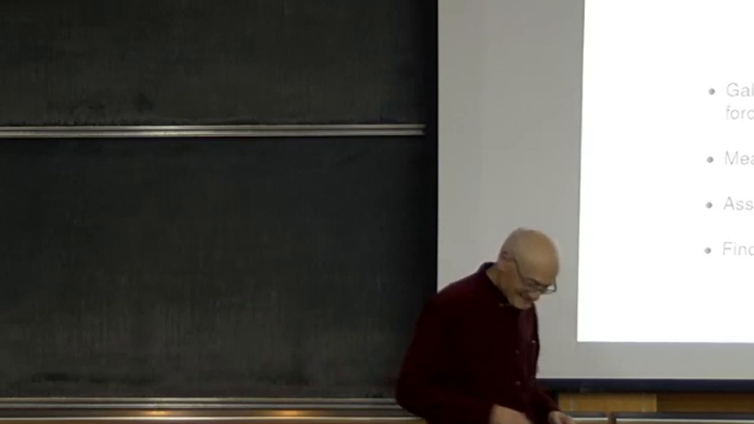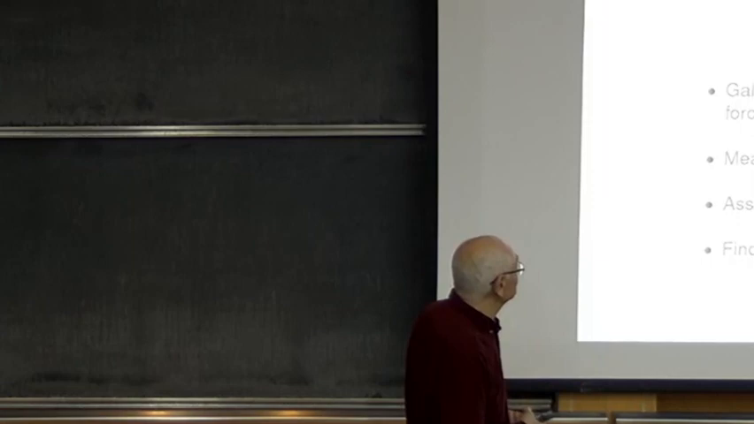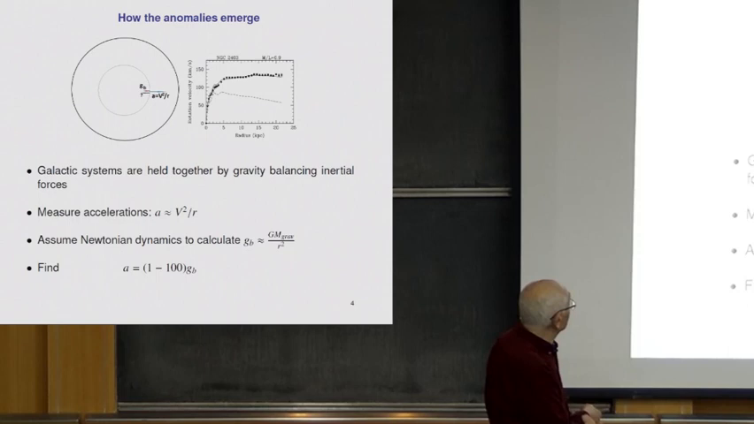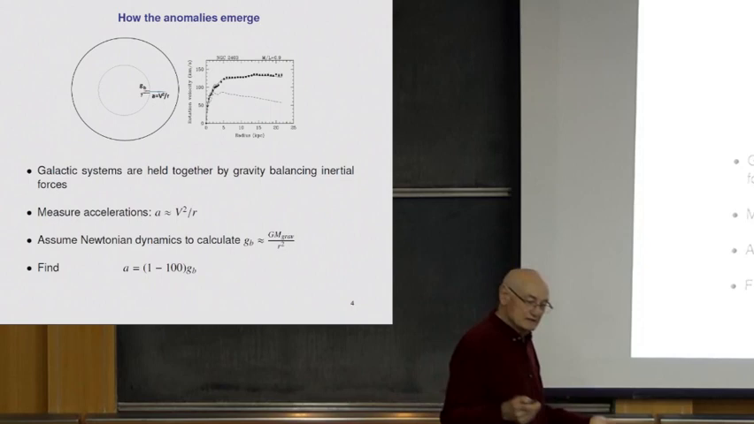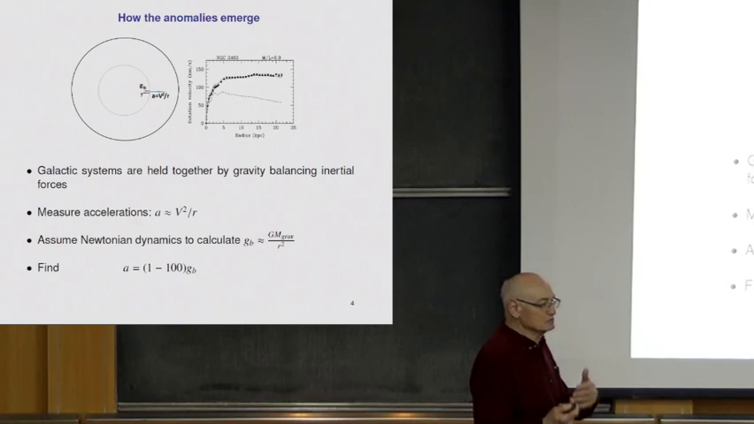Okay, so what happens? They don't agree. And they don't agree by a large factor. So this is a slight summary of this. The statement is that galactic systems are held together by gravity balancing so-called inertial forces, which means that measured acceleration should agree with the gravitational acceleration.